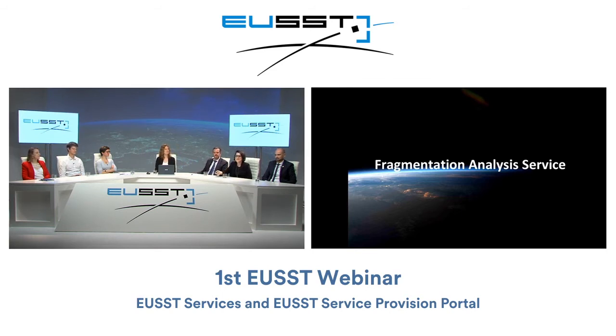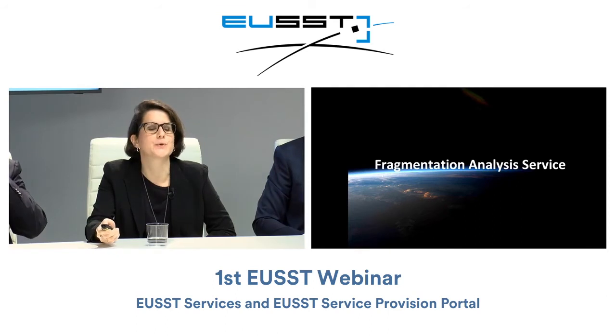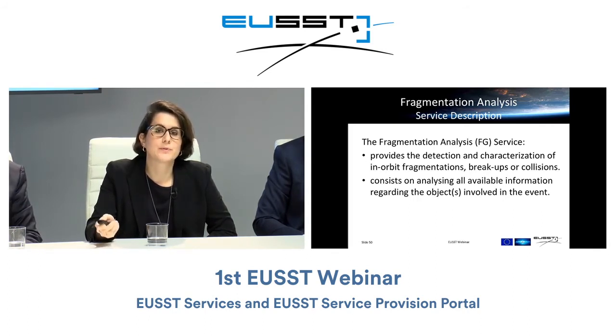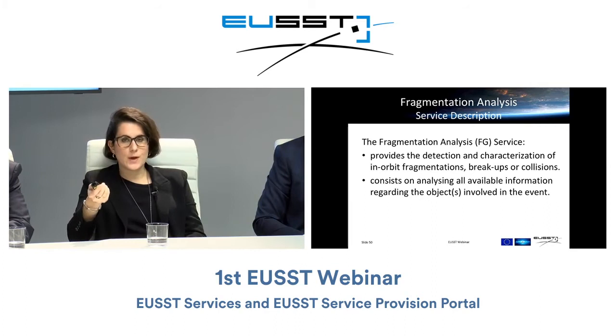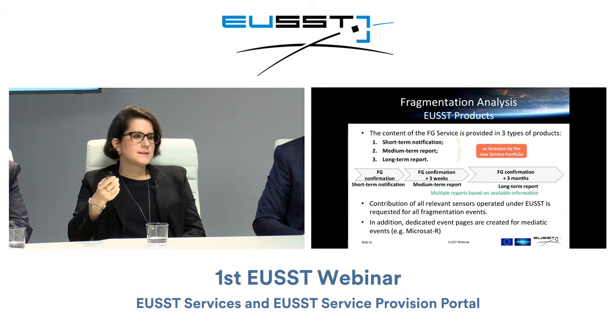Okay. Hello again. And last but not least, the fragmentation analysis service, which is the third service provided by the EUSST consortium. This service has the objective to provide the user with the detection, the confirmation, and all the related information on fragmentation events whenever they occur. This service receives input both from internal European partners, but also from external partners, such as the US. So, what are the products of this service?